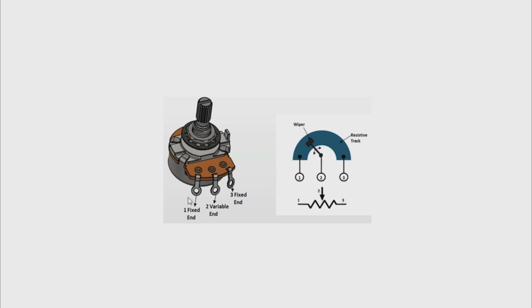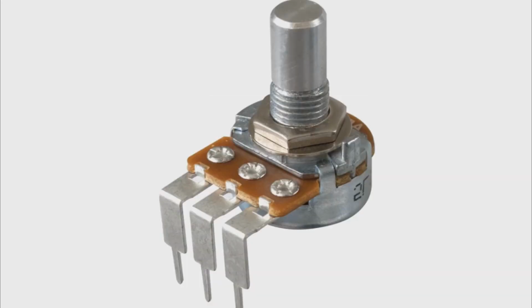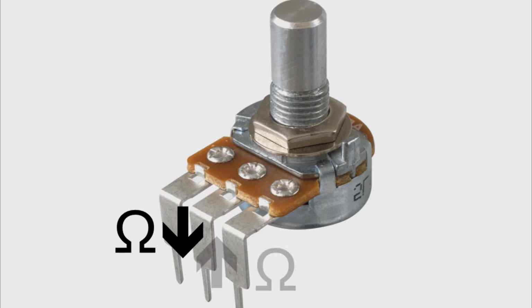Lug number one is where the potentiometer goes when you're turning it counterclockwise. And lug number three here is where your potentiometer goes when you're turning it clockwise. As the resistance between lugs one and two decreases by turning the potentiometer counterclockwise, also known as turning it down, the resistance between lugs 2 and 3 increases.